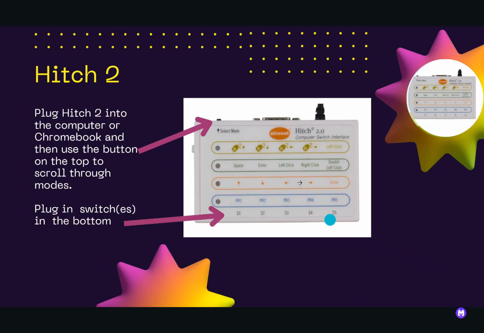Here's an up-close picture of the Hitch 2. You can see up on the top, there's a button to scroll through the different modes here. And once you plug in the Hitch 2 into your computer or Chromebook, you will see each of these modes light up. And that's how you can move through which mode you want your switches in. And then down at the bottom here where it says switch 1, switch 2, switch 3, switch 4, and switch 5, that's where you would plug in your different switches directly into here.